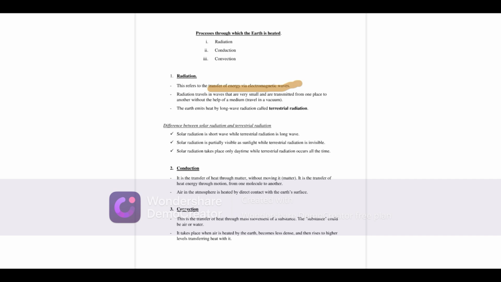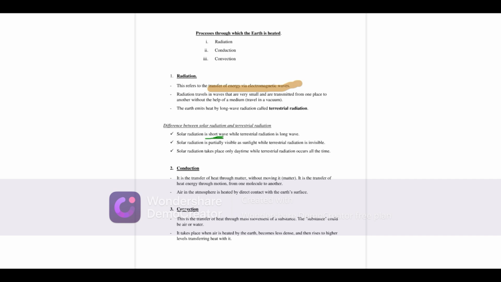So now let's look at some of the differences between solar radiation and terrestrial radiation. For one, solar radiation is short wave.